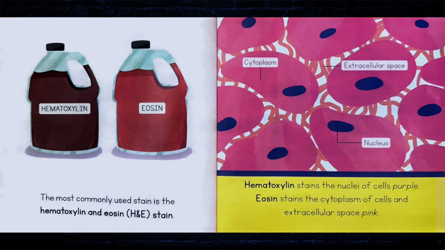The most commonly used stain is the hematoxylin and eosin, H&E, stain. Hematoxylin stains the nuclei of cells purple. Eosin stains the cytoplasm of cells and extracellular space pink.